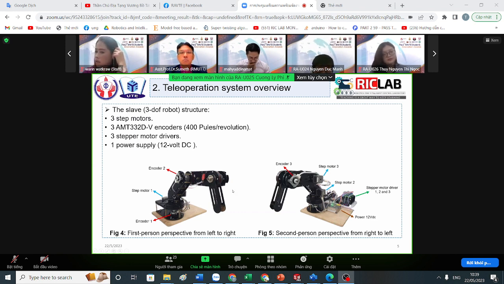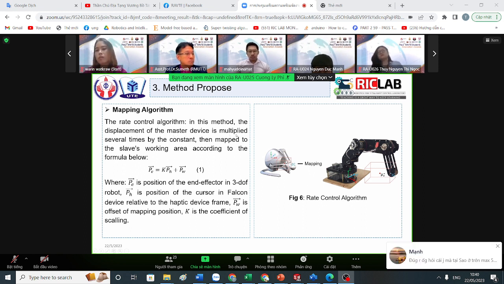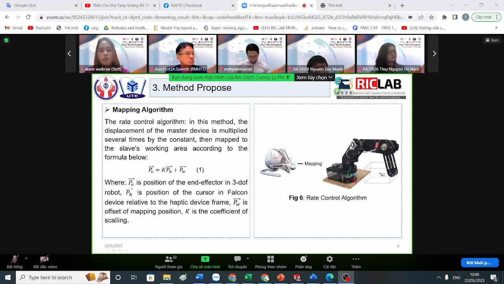Because the master and the slave workspaces are different due to their kinematics and dimensions, we propose the rate control mapping. It is a method that multiplies the displacement of the master device by a constant, then maps it to the slave's working area according to the formula below. In equation number 1, PE is the position of the end effector of the 3D robot, PH is the position of the cursor in the Falcon device in the haptic device frame, PW is an offset of the mapping position, and K is the coefficient of scaling.